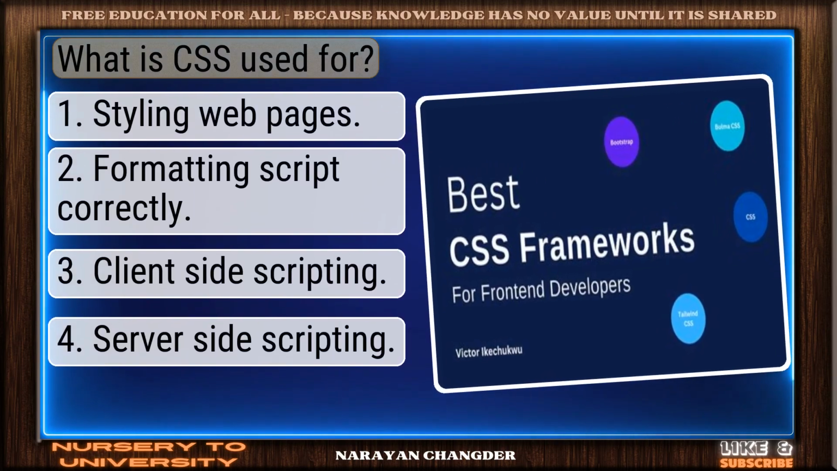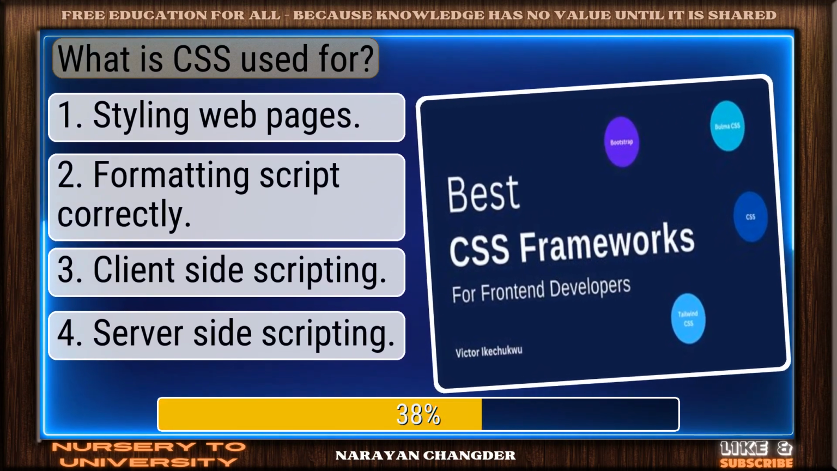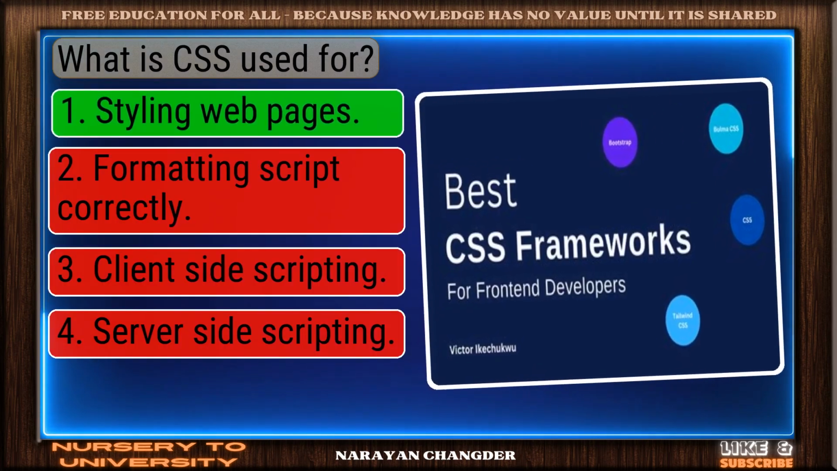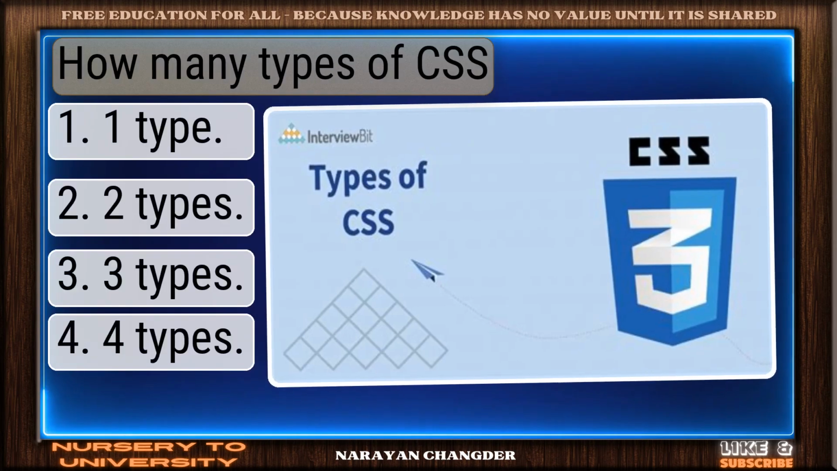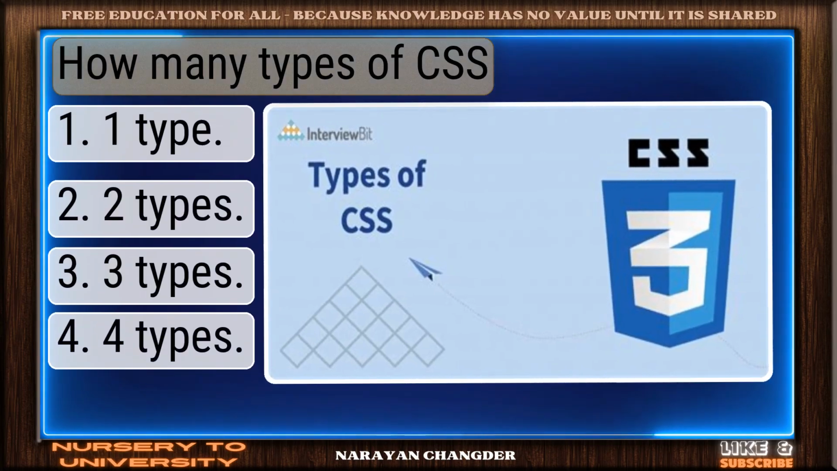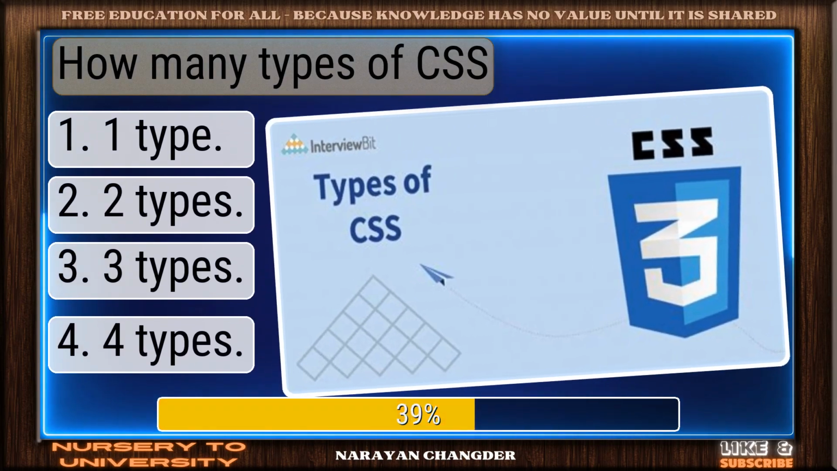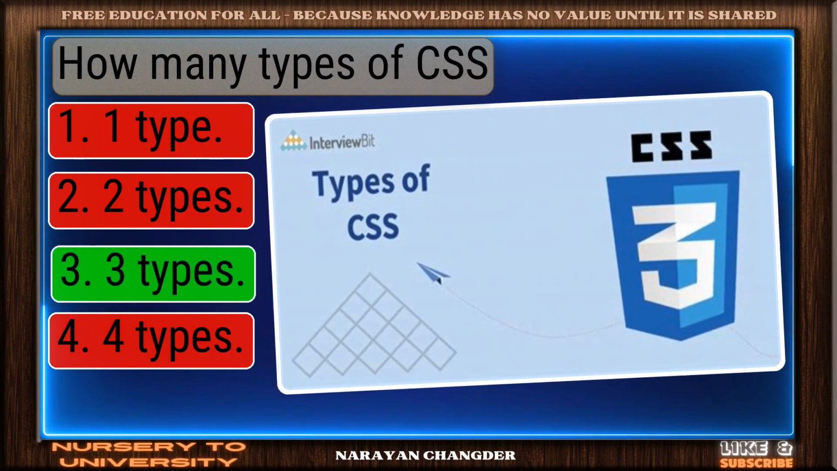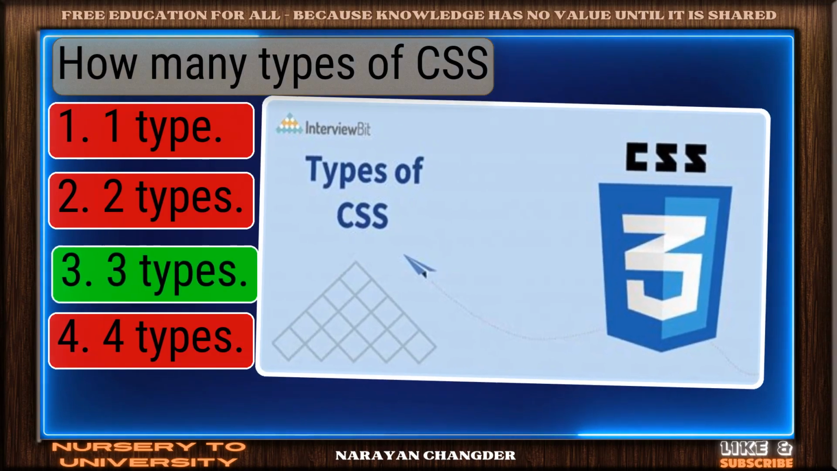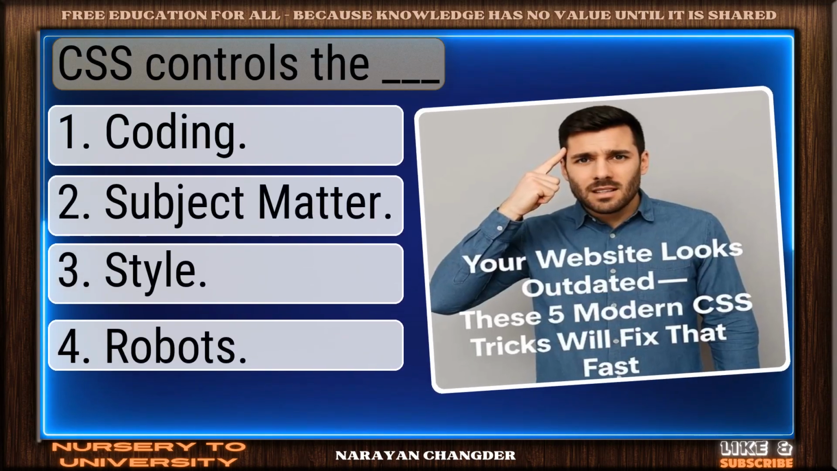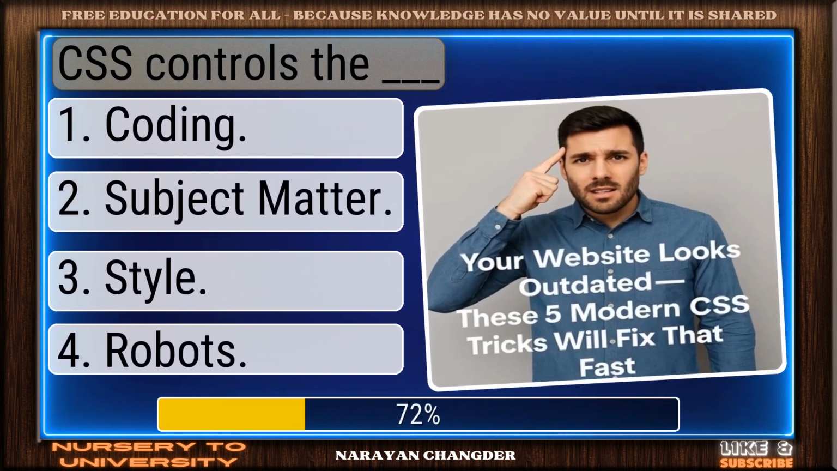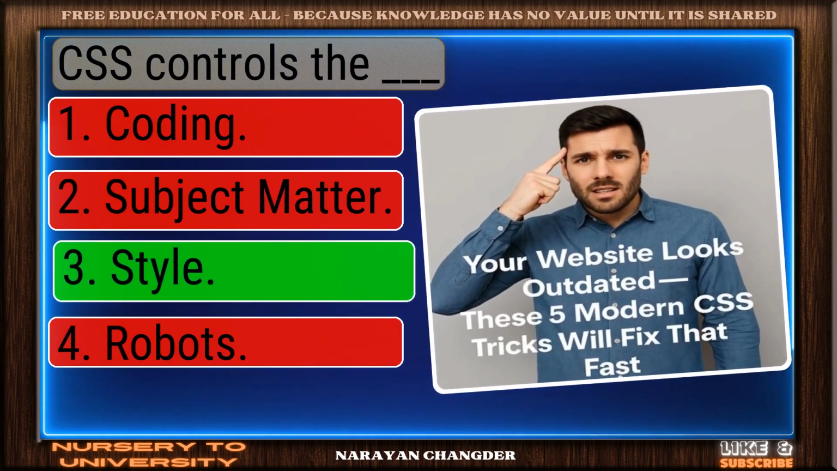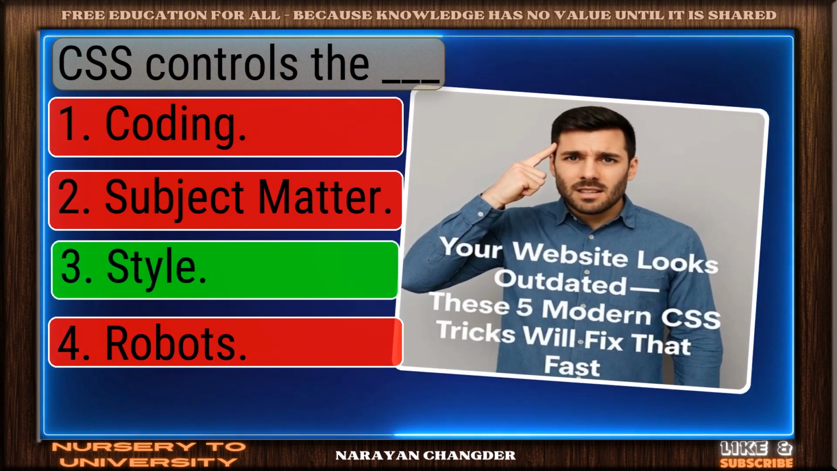Question number 67. What is CSS used for? Solid response. Styling web pages is a valid choice. Question number 68. How many types of CSS? On track. 3 types is the correct answer. Question number 69. CSS controls the dash. Perfect. Style is the correct choice.